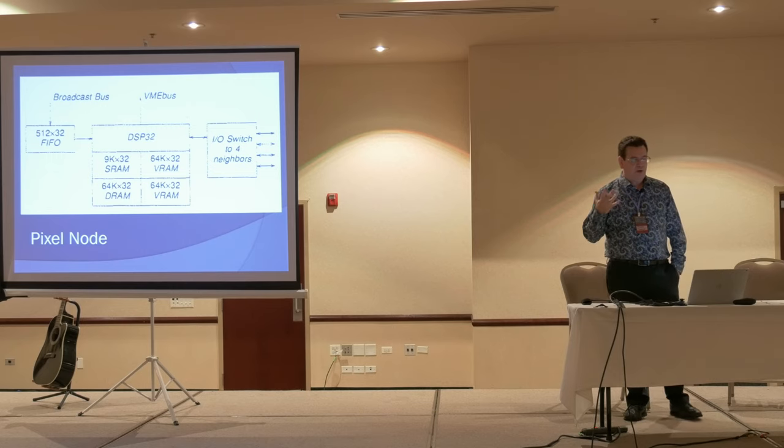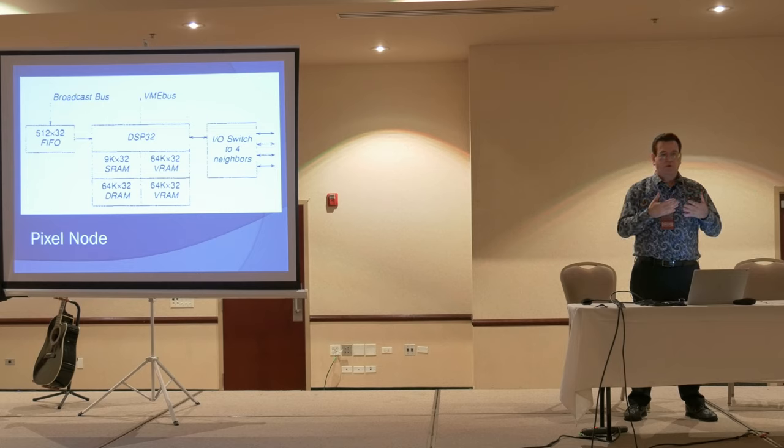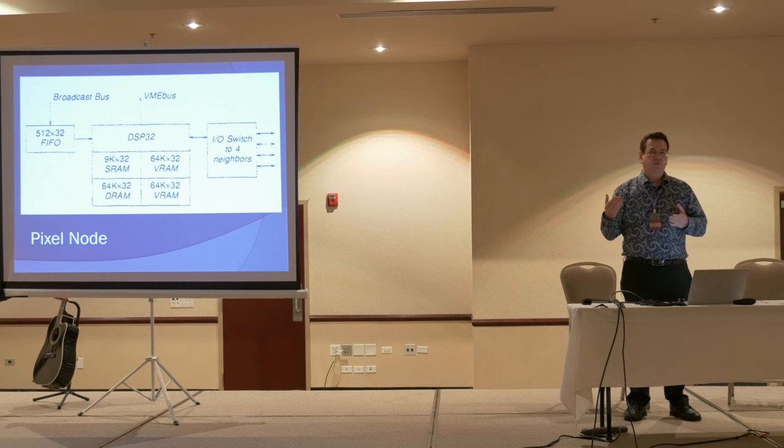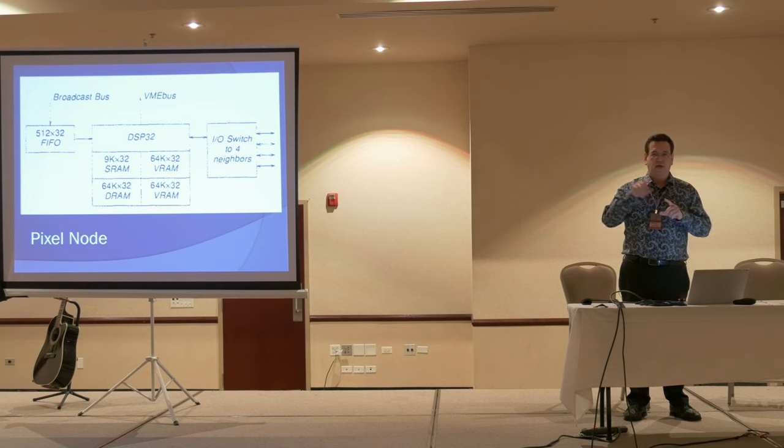The VRAM is representing the interlaced frame buffer chunk that's associated with each pixel node. And there is a switching fabric, arranged in a torus interconnect pattern, that allows the individual pixel nodes to communicate with their neighbors. This is for things like image processing, maybe edge detection, where you need to communicate with adjacent processors to find out what they have in their frame buffer so that I can match my edge detection up with the pixels adjacent to me.